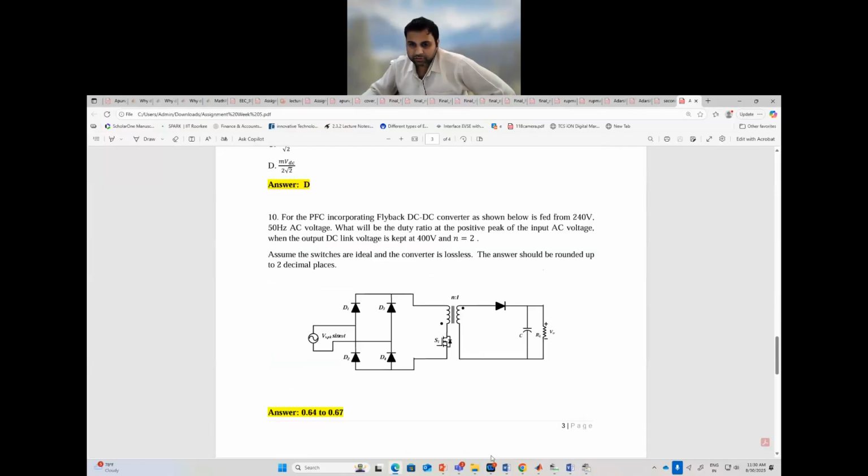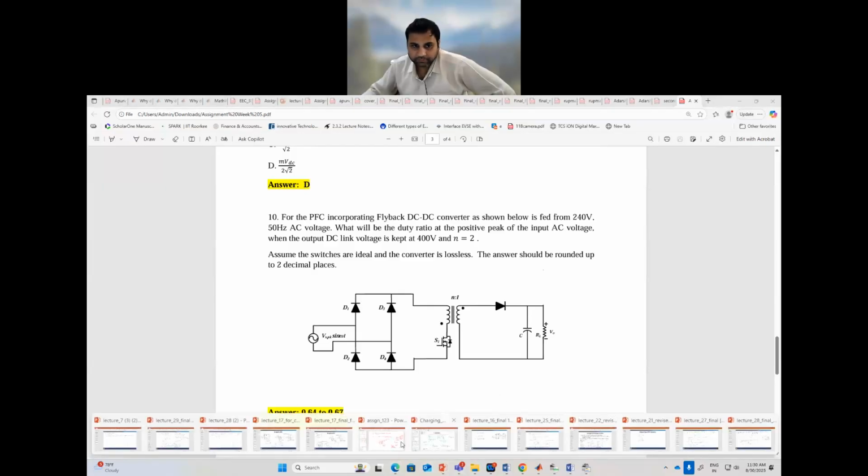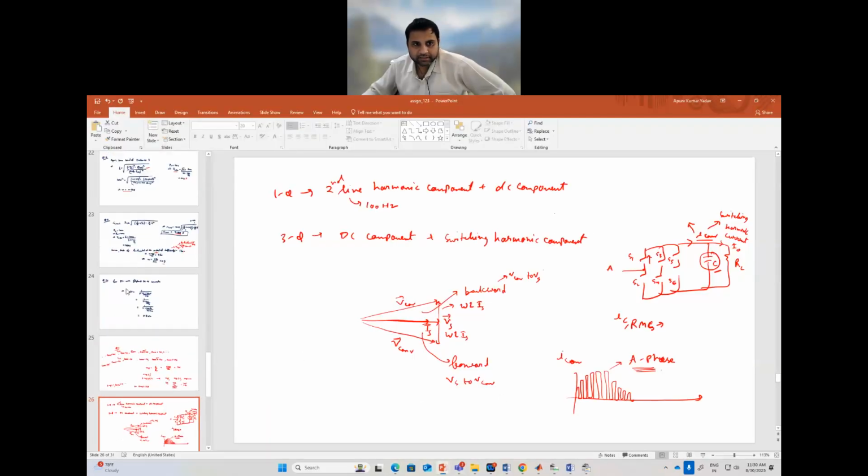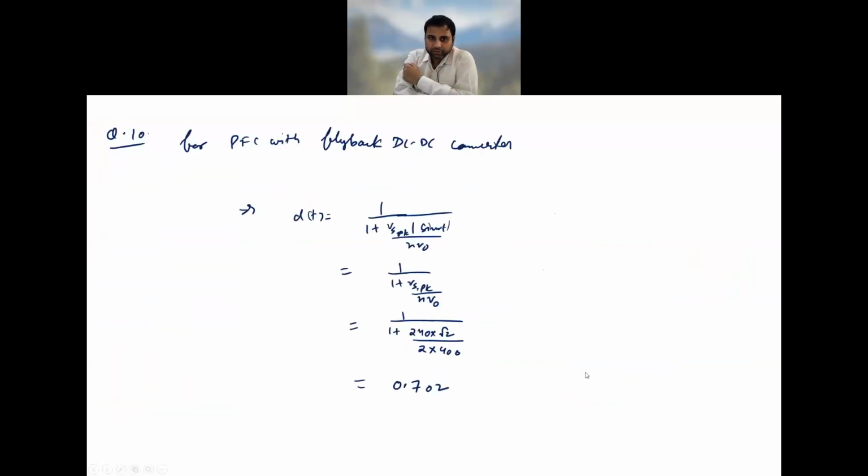Then comes question number 10. Let us take question number 10 quickly. In question number 10, the PFC with flyback DCC converter, D of t is nothing but 1 by VSP sine omega t by n V naught. VSP from the question at the peak, we will get when we keep omega t equal to 90, we will get Vs peak by n V naught, and that we will get 240 into root 2 divided by 400, that will be 0.702, and in the answer we have given.